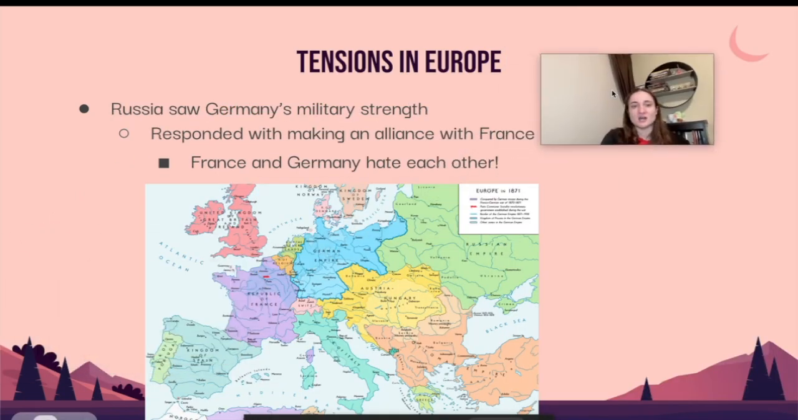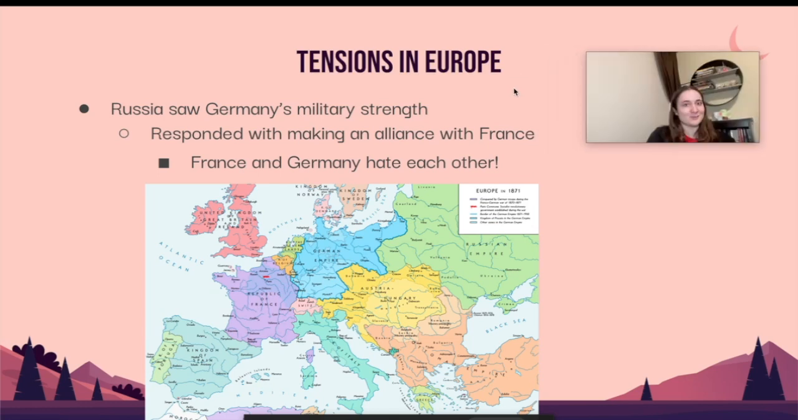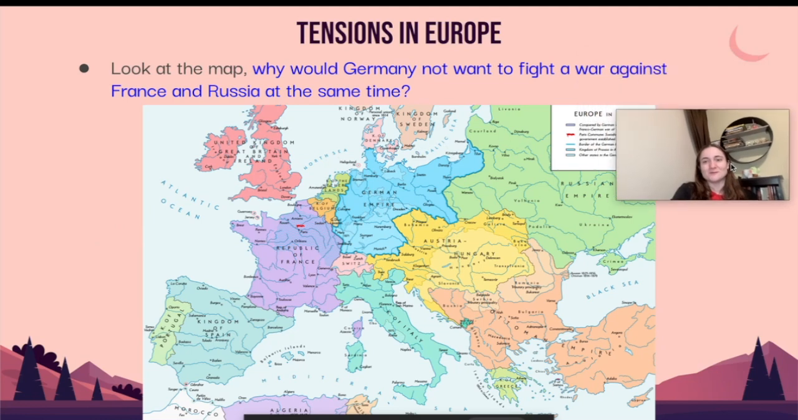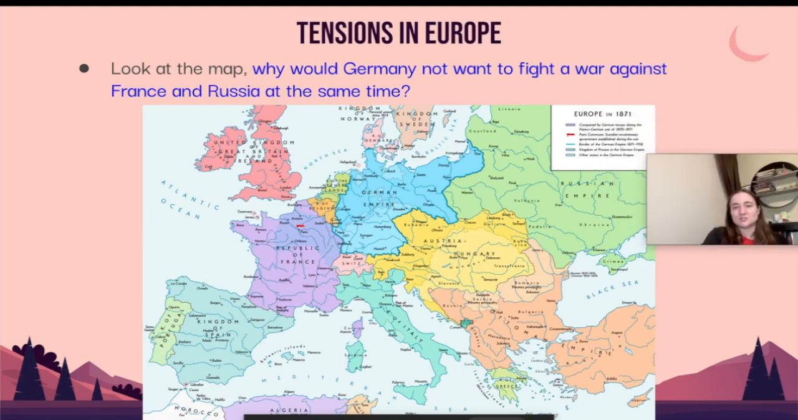So Russia saw this happening. They saw Germany building up their military strength, and they're like, this is a little suspicious. So in response, Russia makes allies with France. And remember, France and Germany hate each other. So looking at the map, why would Germany not want to fight a war against France and Russia at the same time?